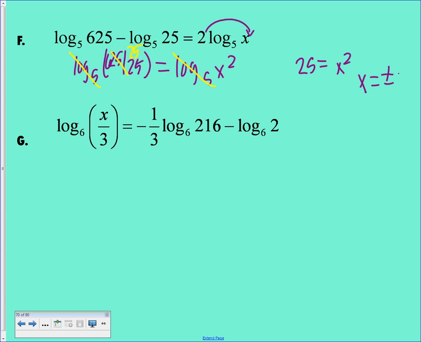So x will equal plus or minus 5. Please notice the plus or minus here, right? When you square root something, you get two answers, and that has not changed. So make sure that you square root that with two answers.